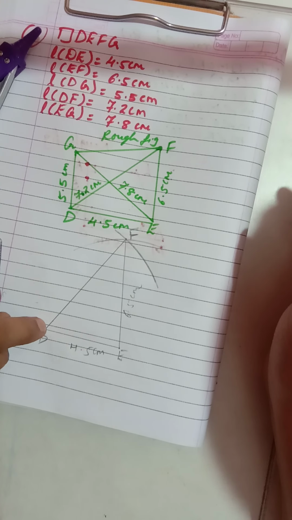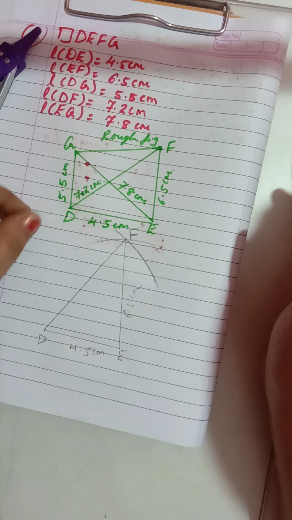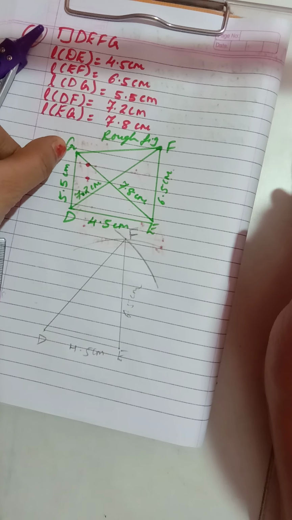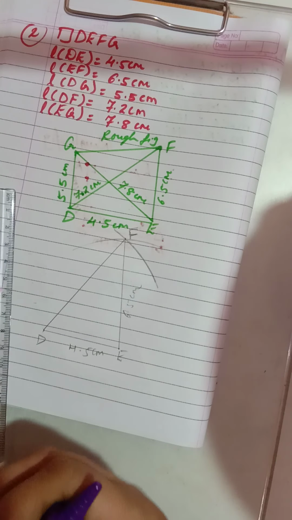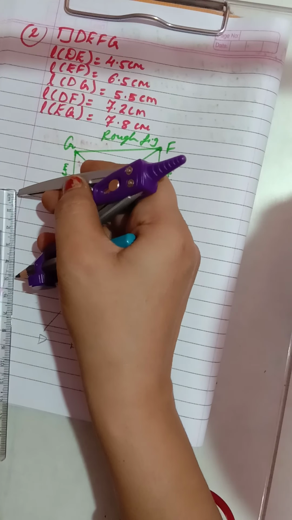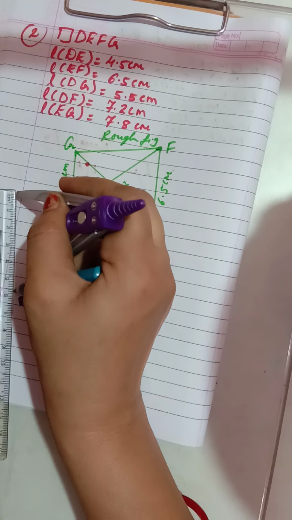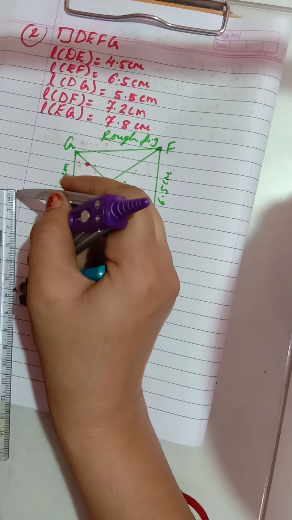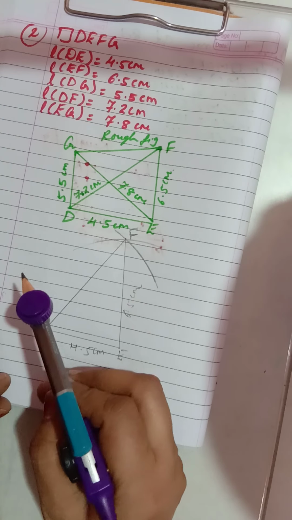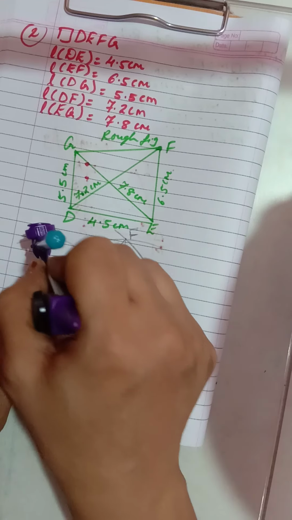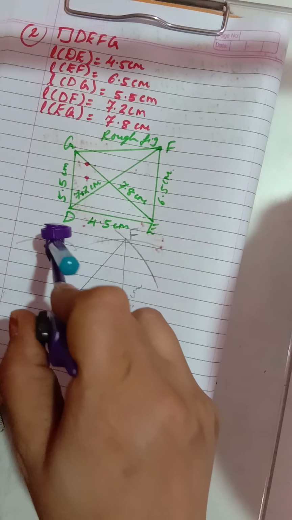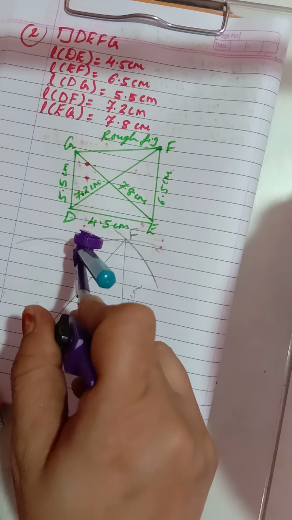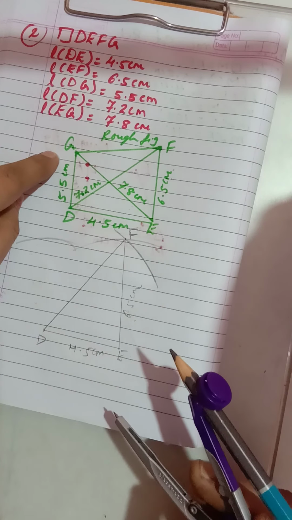Now from D, at what distance is this point G? See children, from D it is 5.5. So now you are taking how much radius? 5.5 centimeter. Take the radius 5.5 centimeter, keep it at point D, and draw one arc.